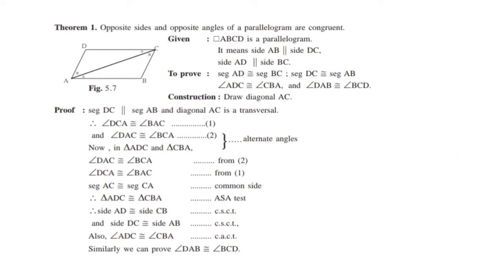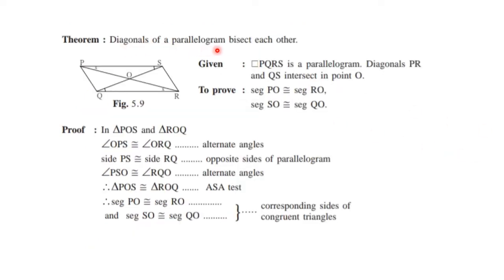Okay. Next, diagonals of the parallelogram bisect each other. That means if PR is there, when I say they bisect each other, that means PO is congruent to RO and QO is congruent to SO. That we have to prove. So diagonals of the parallelogram bisect each other. Given is PQRS is a parallelogram. Diagonals PR and QS intersect at point O. So what we need to prove is that PO is congruent to RO and SO is congruent to QO.